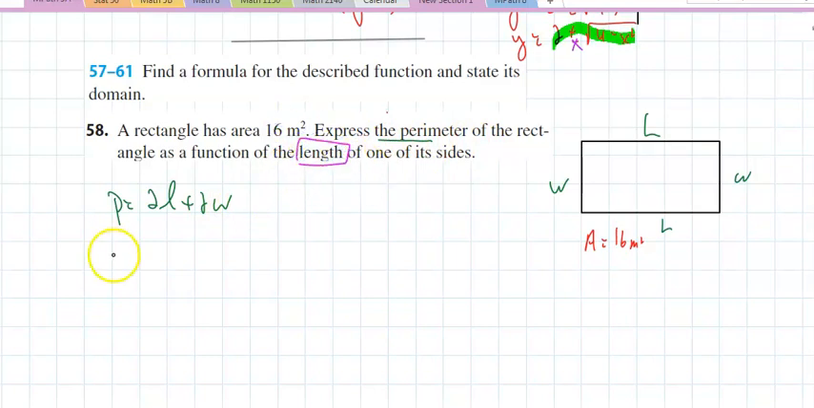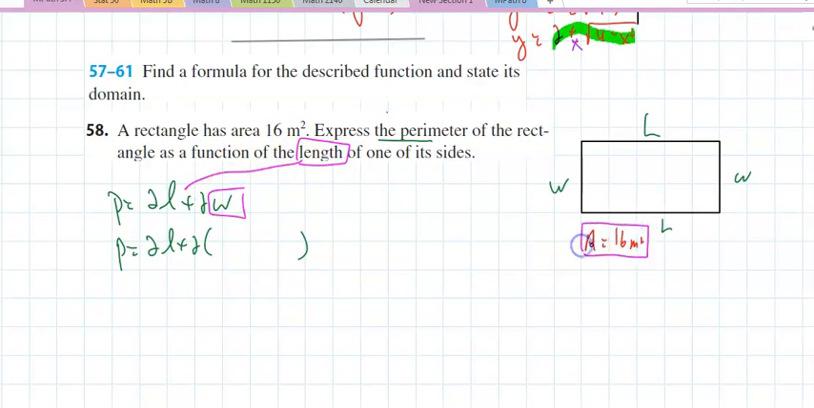So they have no problem with this: perimeter equals twice L is okay. They have a problem with the width. They want it only in terms of L. I need to get rid of this width. That's where this second piece of information comes in.